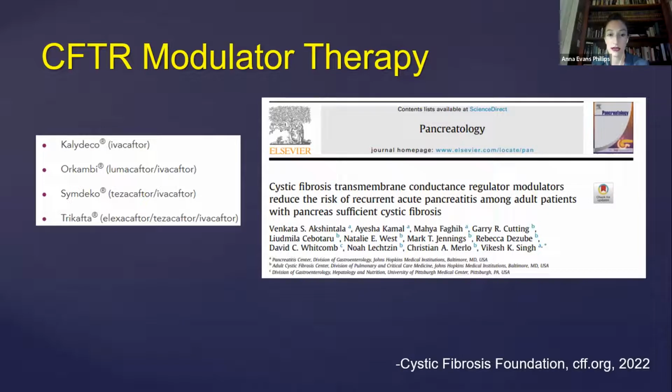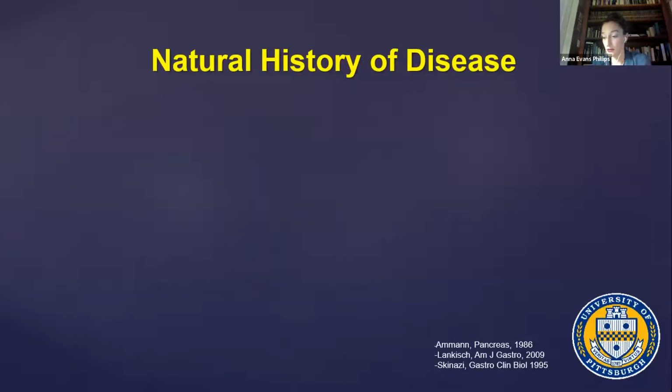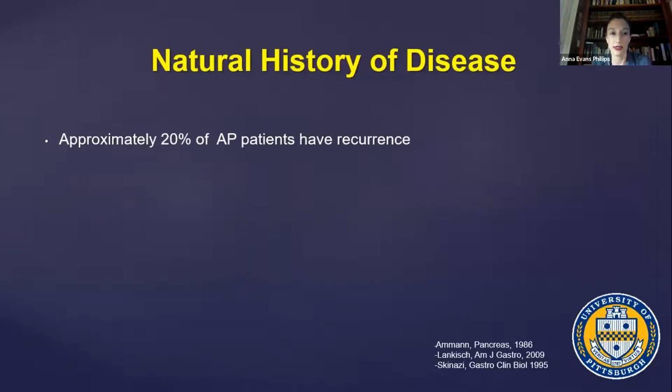And so I raise this because sometimes patients who come in with recurrent acute pancreatitis are looking for ways to prevent their progression. And in certain patients, there may be the opportunity to use these medications if they have a mutation that may be appropriately treated with one of these medications. I've highlighted here just a single article from some of our colleagues at Johns Hopkins showing that cystic fibrosis transmembrane conductance regulator modulators have been shown to reduce the risk of recurrent acute pancreatitis in a specific group.